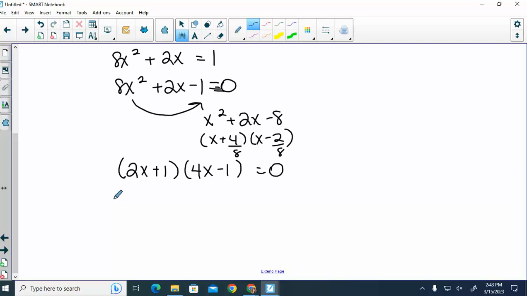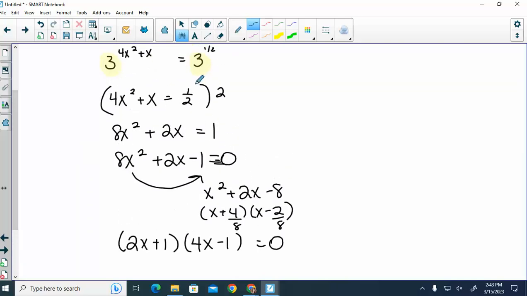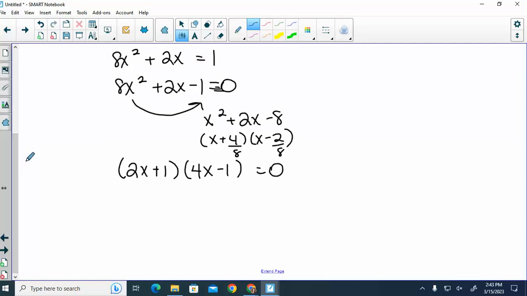And you did do something slide and slide with that, which works because when you do the 4, it gets rid of the fraction. But if the fraction didn't disappear, then it wouldn't have worked. So set those equal to 0, so you get negative 1/2, positive 1/4.